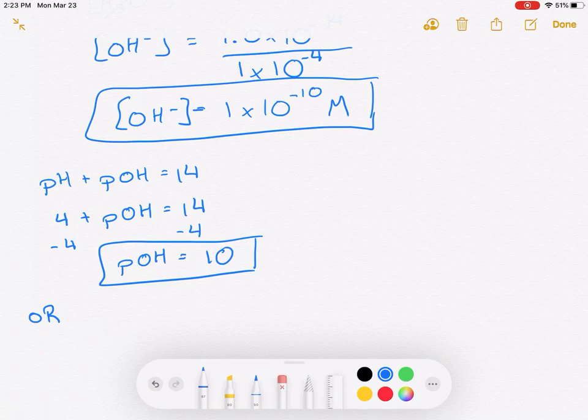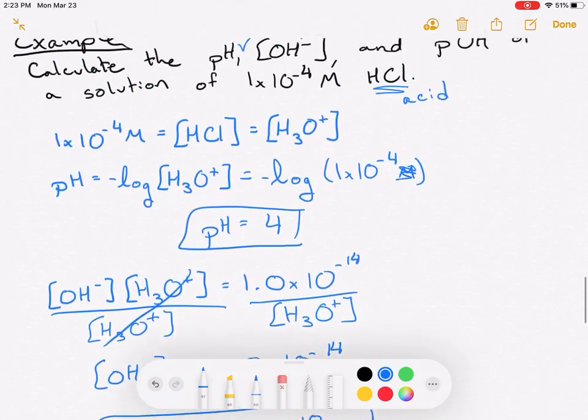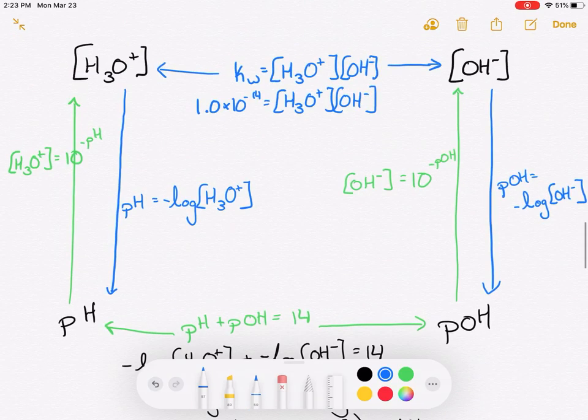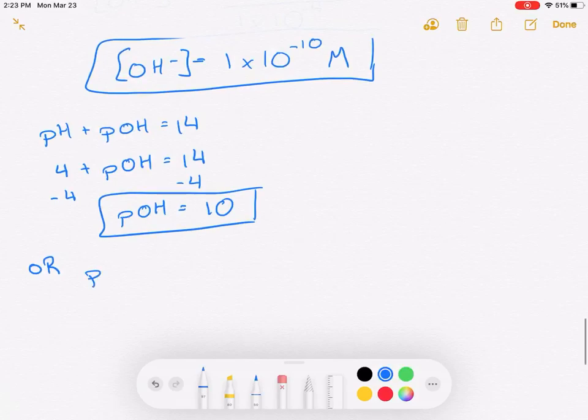There's multiple ways you can go about this. Another way you can do this is, we found everything, but in case you wanted to know another way, if you remember, looking back up here, we've got OH minus. If I want pOH, let's look back up at our square. If I want pOH and I have OH minus, I can take the negative log of that concentration to find our pOH.